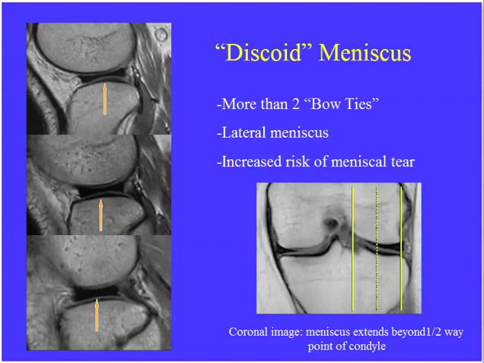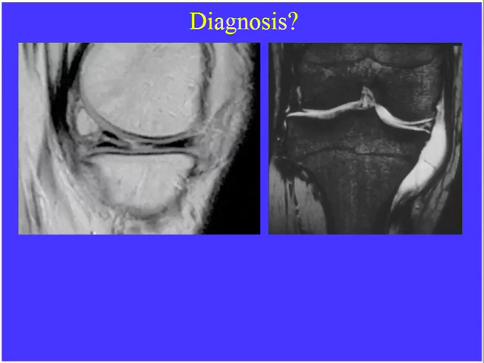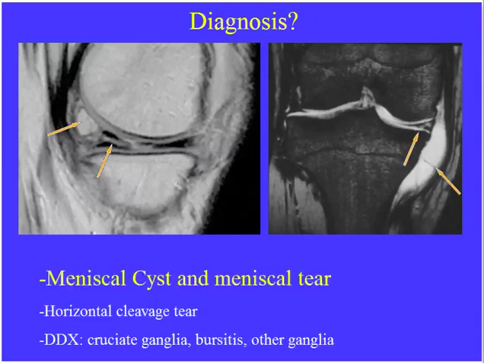Okay, what about this diagnosis? Here we see on a T2 weighted image a large fluid collection adjacent to a horizontal cleavage tear, and this just represents a meniscal tear. Greater than 95% of these are associated with a horizontal tear of the adjacent meniscus. Differential diagnosis includes a cruciate ganglion, bursitis, or other ganglia about the knee.